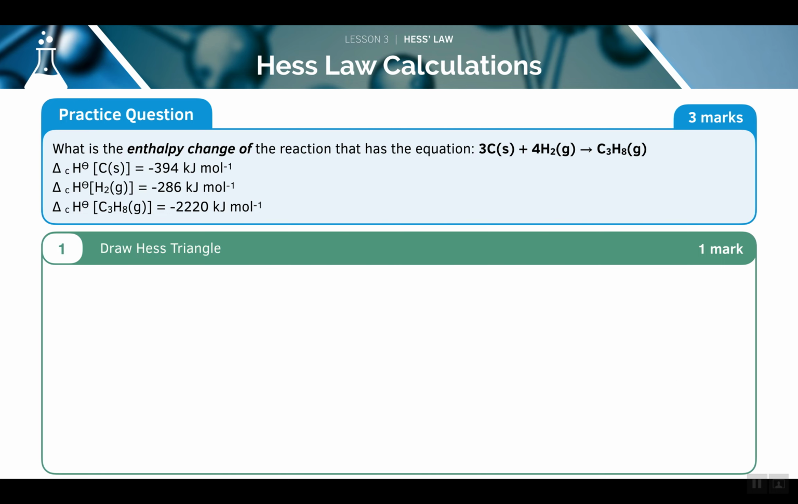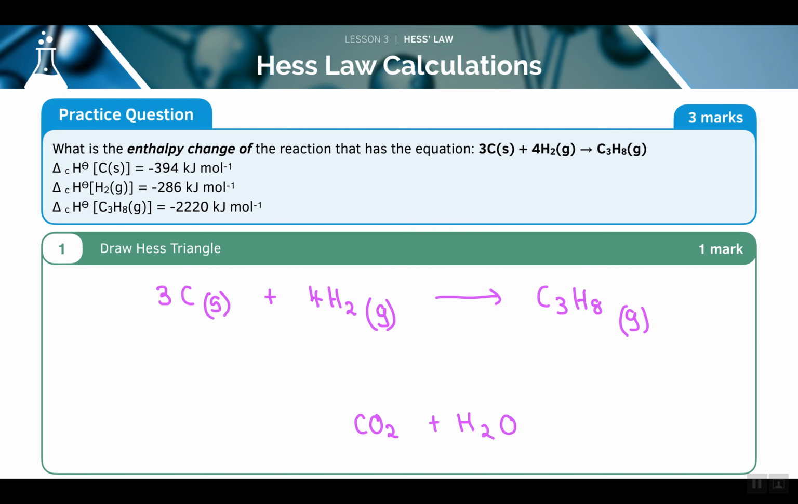First of all, we need to draw Hess's triangle. So in this instance, we're going from 3C solid plus 4H2 gas into C3H8 gas. We know that down here we have to write CO2 and H2O. So we've got 4 H2Os and 3 CO2s. We can get to this via route 1 or route 2.